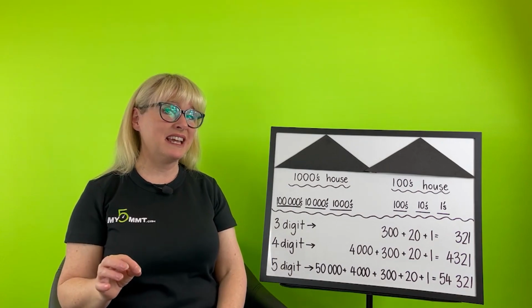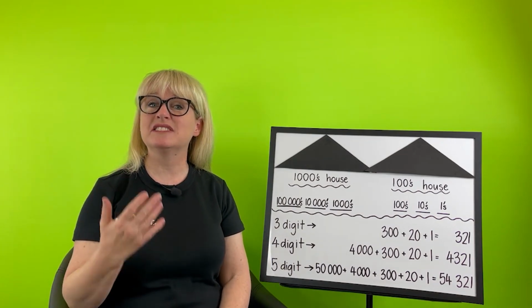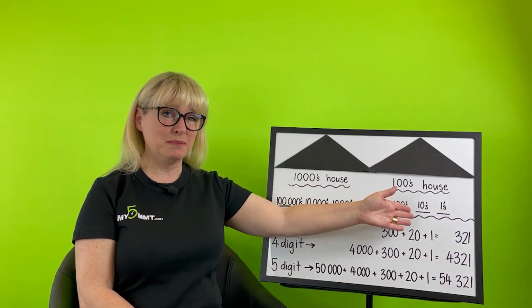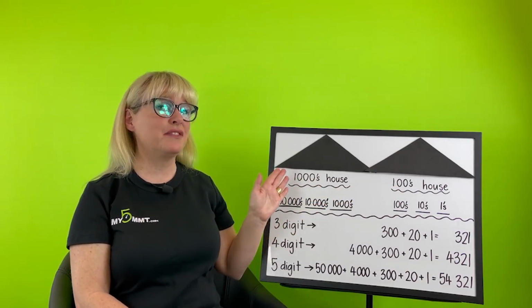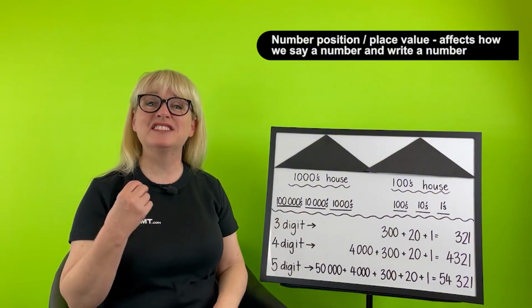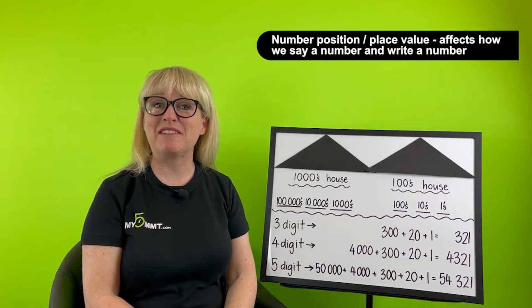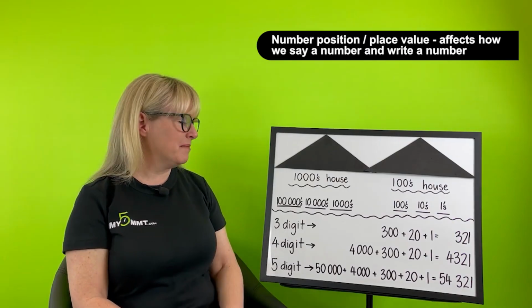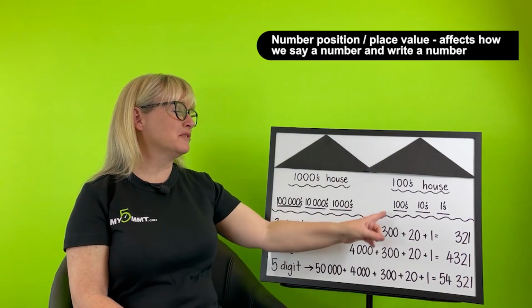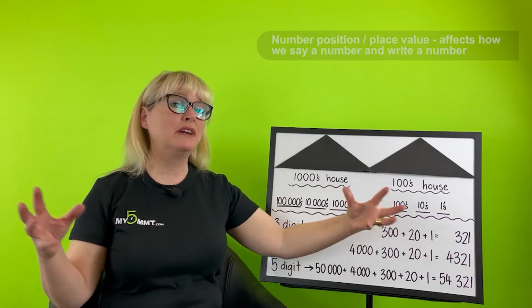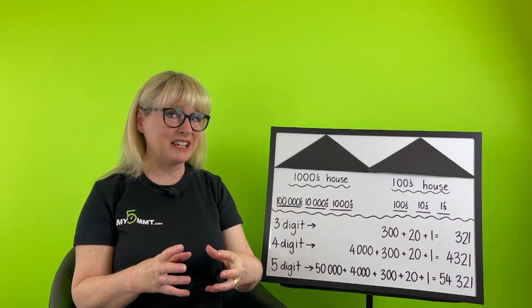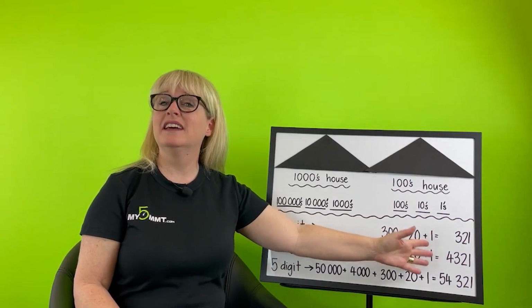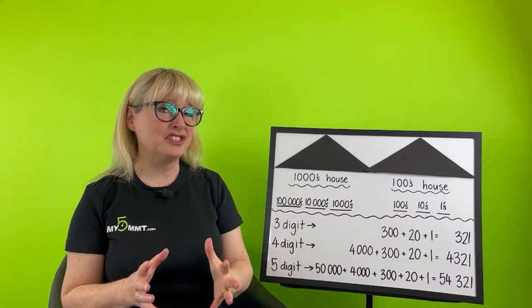Now, how we say the number is going to be based on where it's standing. For example, is it in the tens position or is it in the tens of thousands position? It's going to impact how we say and write it down. Let's look at 3-digit numbers to start. 3-digit numbers have hundreds, tens and ones, and we group them together and stand them together and say 321. 321 is a 3-digit number.